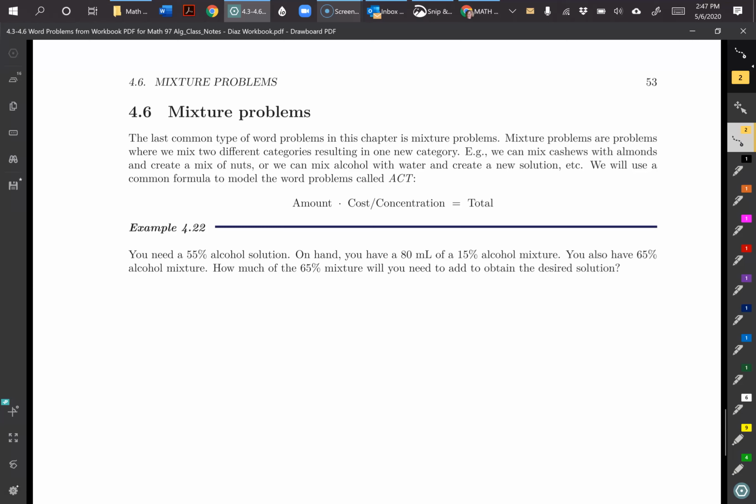Again, your author uses the word amount. I like thinking of it as quantity. So we might want to be consistent with that and do quantity times the cost or the concentration, like the percentage of something. So it's very similar to the money, but it could.